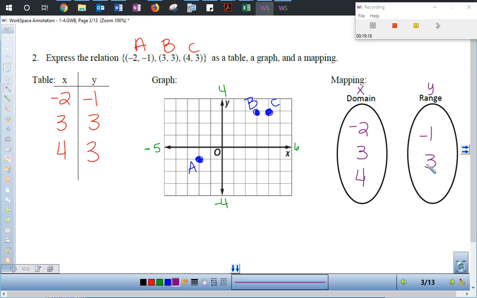Now let's draw the mapping. So on my domain, -2 was paired with -1. So I'm going to draw an arrow from left to right, from -2 to -1. My domain value of 3 is paired with 3, so I draw an arrow from 3 to 3. And my domain of 4 is paired with my range of 3, 4 to 3. Notice how this 3 has 2 arrows to it, and that's okay. You do not write the number twice. We don't repeat ourselves. So, a relation is just a set of ordered pairs, and we can express it as the actual set of ordered pairs, a table, a graph, and a mapping.